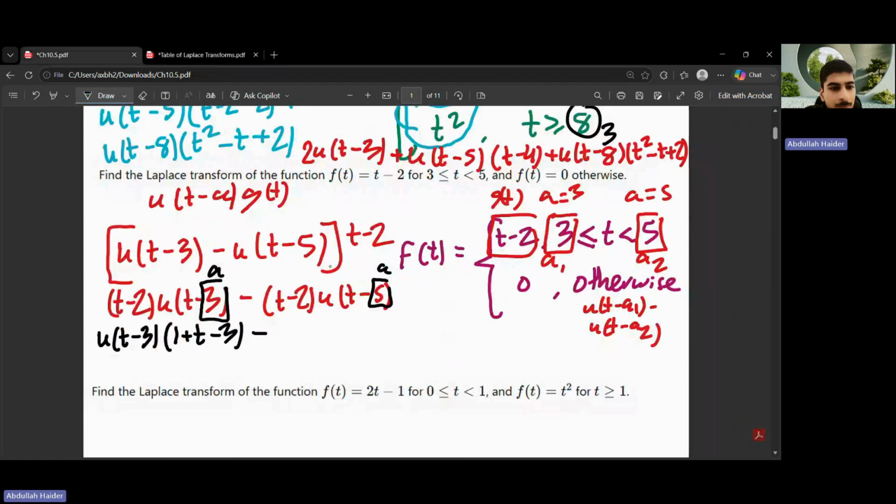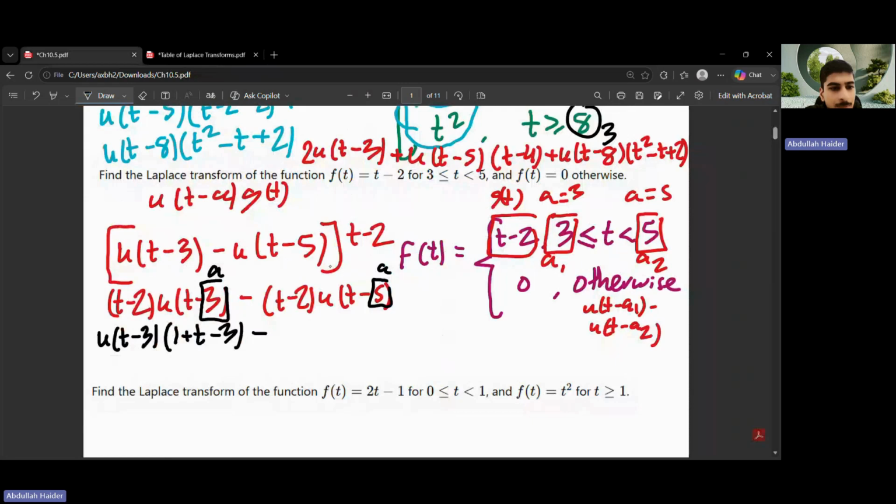To be honest, you need to do some algebraic computation in your mind to know what number to add here to make it minus 5. So this will be u(t minus 5), 3 plus t minus 5. And now we have it in our form, which we can now use to find our Laplace transform: e to the power minus as F(s).